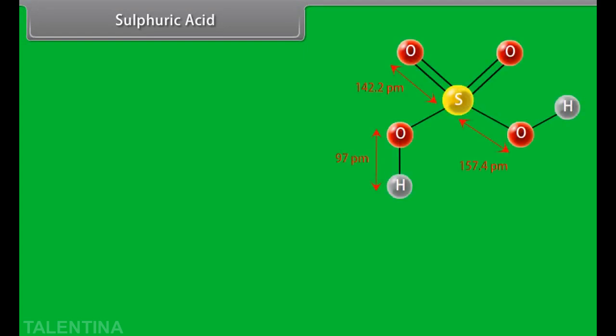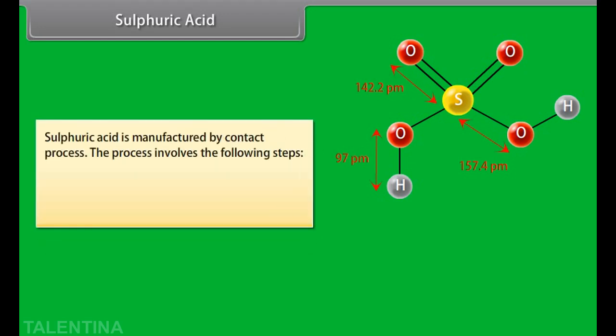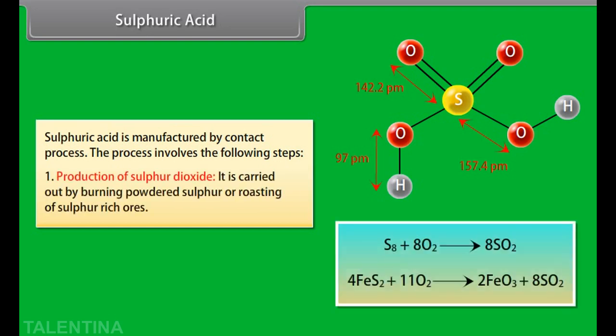Sulphuric acid. It is the most important oxyacid of sulphur. It occurs in certain minerals and springs. It has large application in industries and is also known as the king of chemicals. Sulphuric acid is manufactured by the contact process. The process involves the following steps. Production of sulphur dioxide. It is carried out by burning powdered sulphur or roasting of sulphur-rich ores.